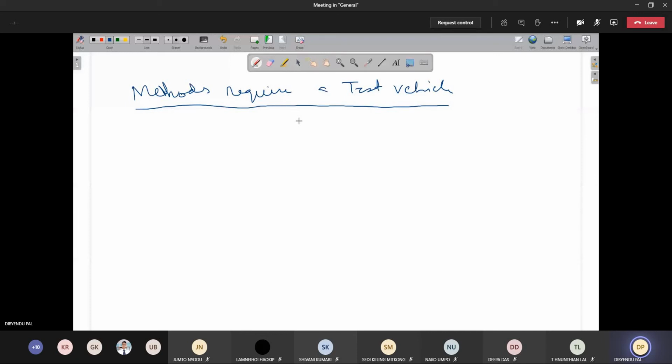Or otherwise, you ride in a vehicle and keep noting the time taken to reach from one location to another. Say you know the distance between these two locations, for example when milestones are given on the road section. From the milestones we know the distance, and you keep checking how much time it is taking. Like that, you can use a test vehicle to find the travel time. Some specific methods are given. The first method under that is called the floating car technique.